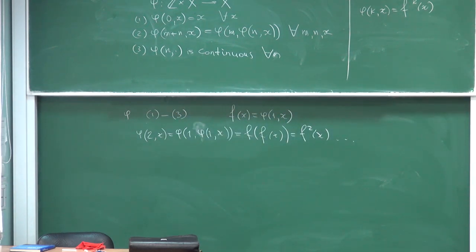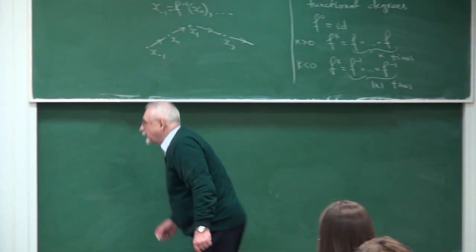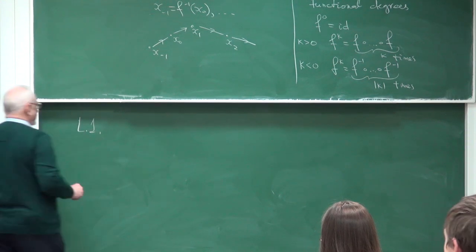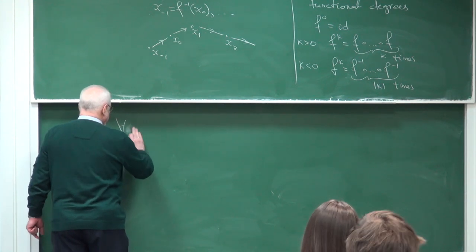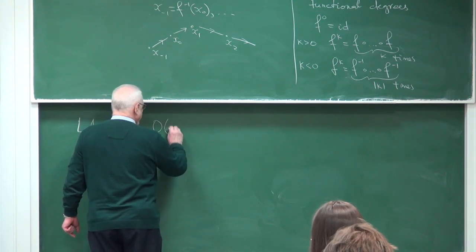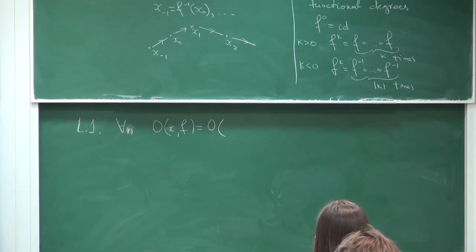So, let me start from simple properties of trajectories. First, let it be lemma 1: for any n, the trajectory of x is the same. I will use this approach, so I will work with the homeomorphism.